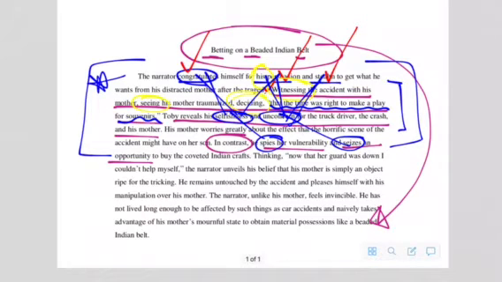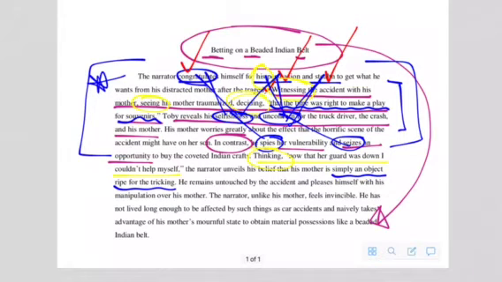We need one more interpretive sentence because we want to have 2 or 3 in each paragraph. Yes, this one is in a present participle form, but let's take a look at it. So thinking now that her guard was down, I couldn't help myself. That's the participial phrase, right? The quote is in the phrase. It's in the dependent or subordinate part of the sentence. The narrator unveils his belief that his mother is simply an object ripe for the tricking.